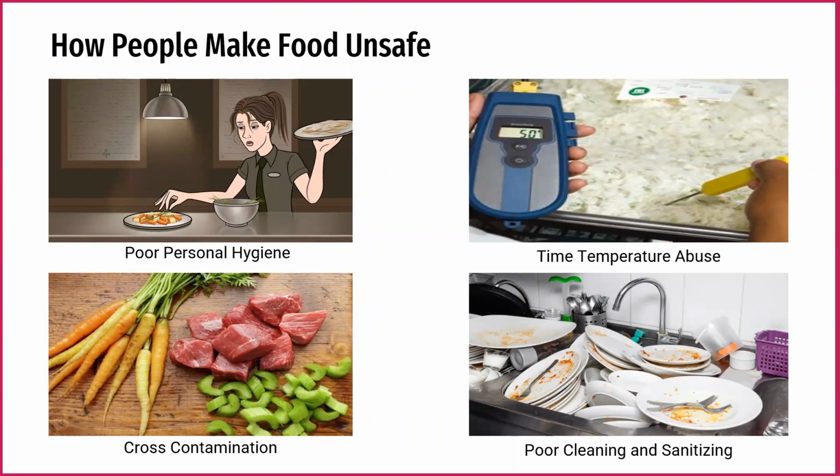Cross-contamination occurs when pathogens are transferred from one surface or food to another, and it's usually carried by utensils, our hands, and other foods. And then poor cleaning and sanitation. When equipment, utensils, and surfaces are not being cleaned and sanitized, food can easily become contaminated.